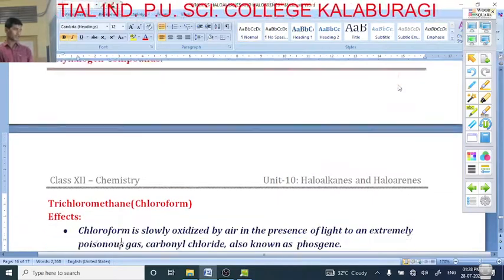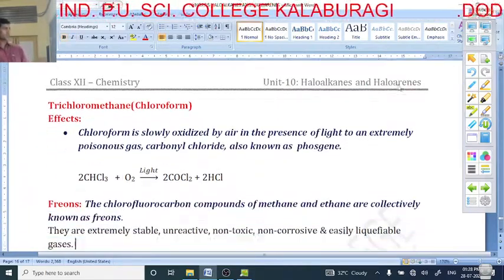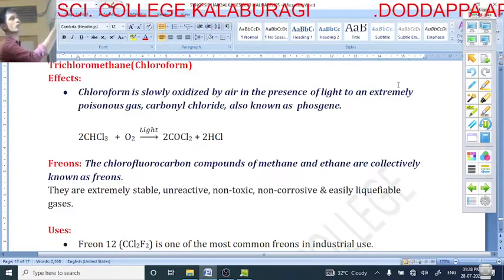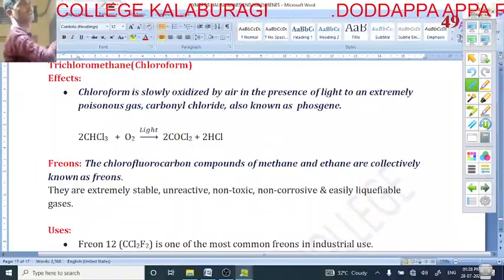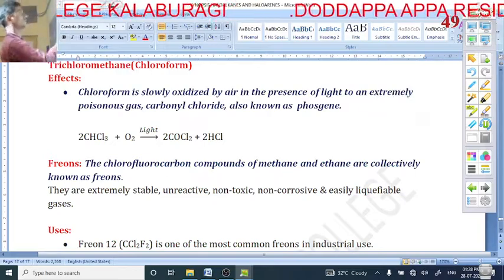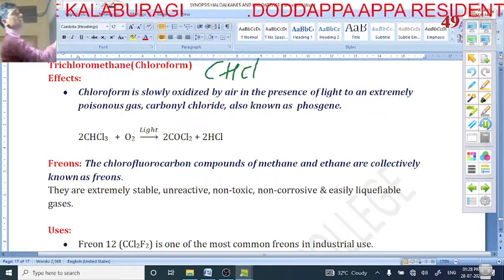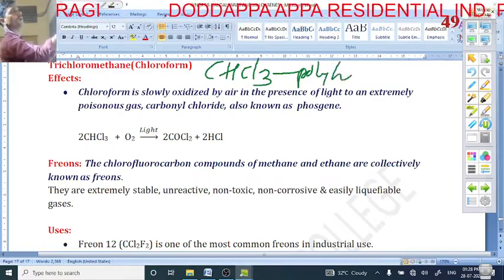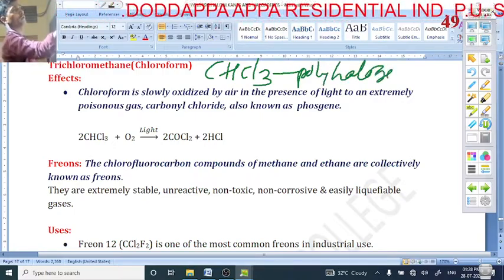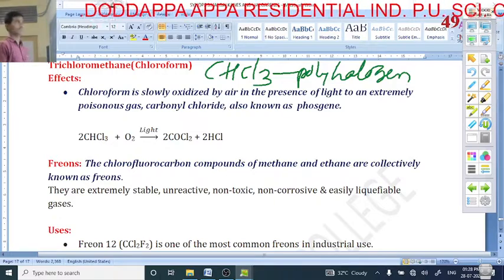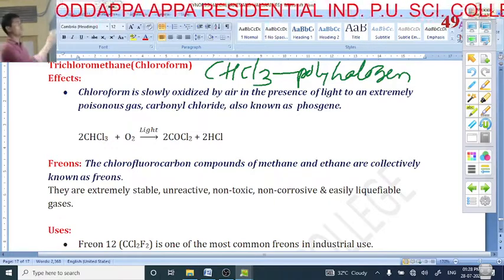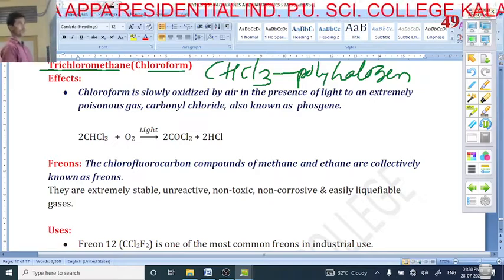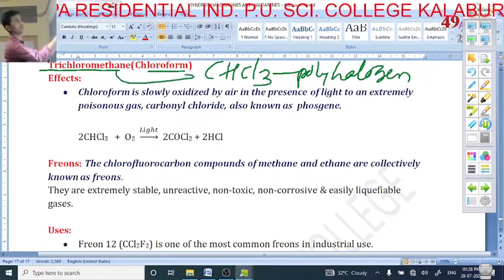Polyhalogen compounds. The first is chloroform. What is the formula of chloroform? CHCl3. It is a polyhalogen compound. When there is more than one halogen atom, it is called a polyhalogen compound. It is trichloromethane, also called chloroform.